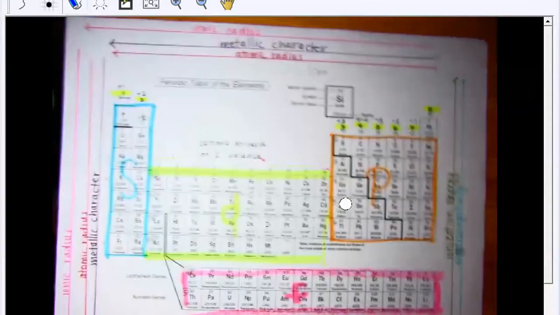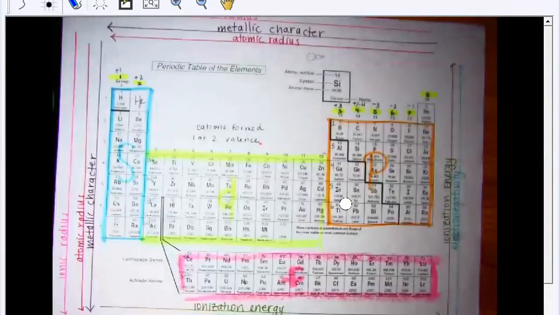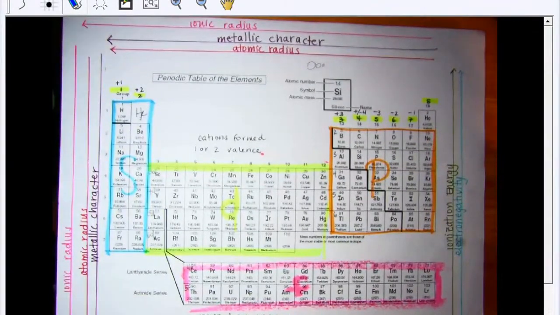Okay, so let's label our metallic character. Okay, so we said the further away you are from the nonmetals, which were over here, the more metallic you are. So the furthest from this top right-hand corner is this bottom left-hand corner. That means as you go down the periodic table, we're looking at this line right here, your metallic character increases. You become more metallic. As you go down the periodic table, your metallic character increases.